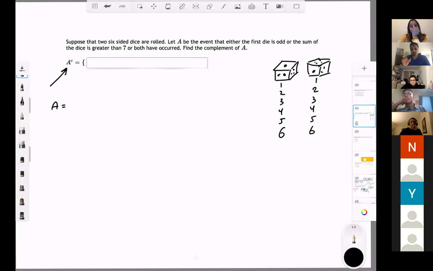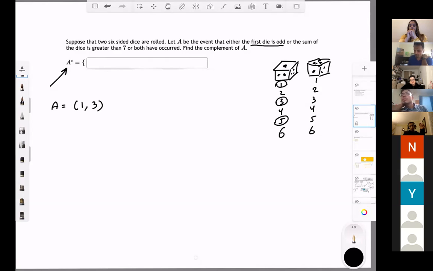So let's do the first one. They said the event that the first die is odd. So when you toss them, for example, we're going to have 1 and 3. This is like one event. We throw them, first one is 1, second one is 3. But here they're asking us, the first die is odd. So the first one can be 1, 3, or 5.